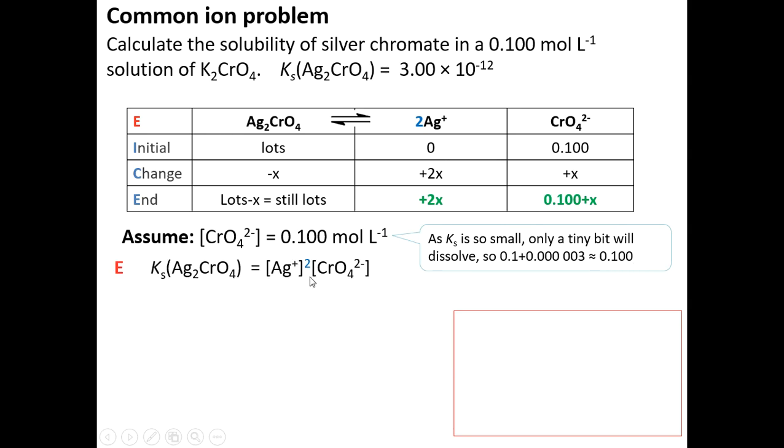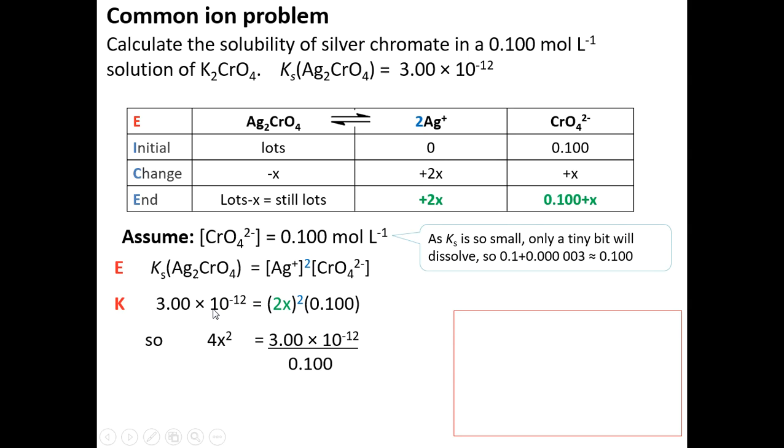So when I now write my expression, I will now put in my 2x that's been formed, and I square my 2x. So remember, you've got to look here and substitute into the expression, and then just follow the rules. So chromate is 0.1, silver is 2x squared, and there's my Ks for the silver chromate. So 2x raised to the power of 2 is going to be 4x squared.